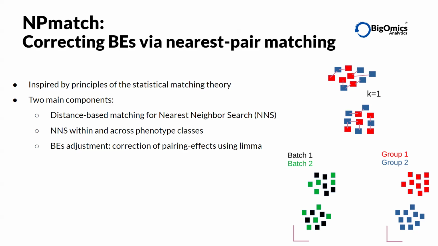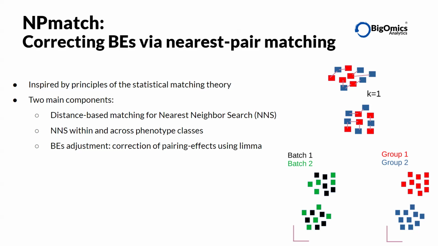A distance-based matching using nearest neighbor search, which is essentially a different way of computing conventional nearest neighbor search, within and across phenotypes, resulting in a matrix where for each sample you have the k nearest samples within and across phenotypes. Then we extract these labels and construct a vector of pairs, and then we correct the pairs using limma. You can also correct using other methods, but we've seen that limma works pretty well.